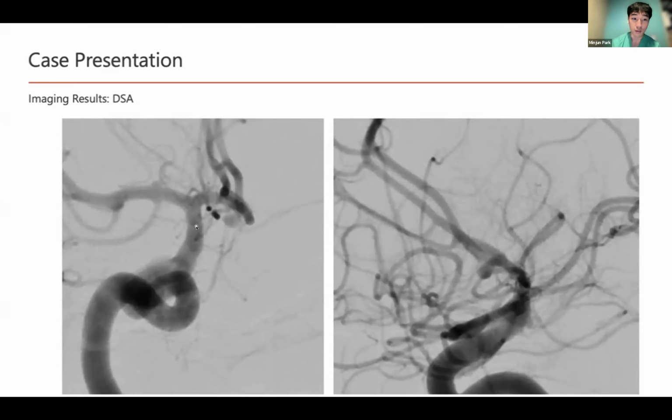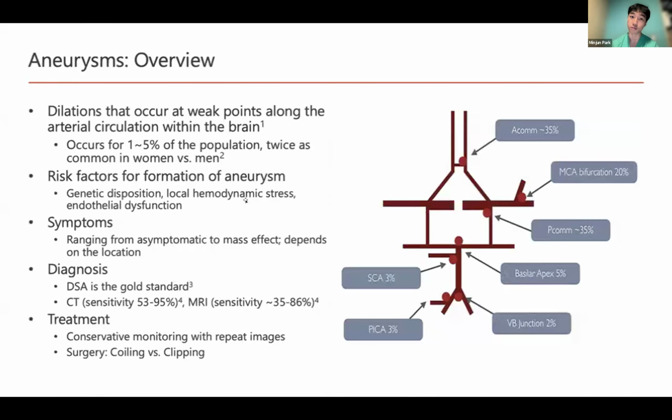Going back, I am talking about ACOM aneurysms here, but I wanted to talk more about aneurysms in general. They're usually dilations that occur at weak points along the arterial circulation within the brain. There are different types like mycotic, pediatric, and traumatic aneurysms, but due to time and complexity, I want to talk about only the saccular today.